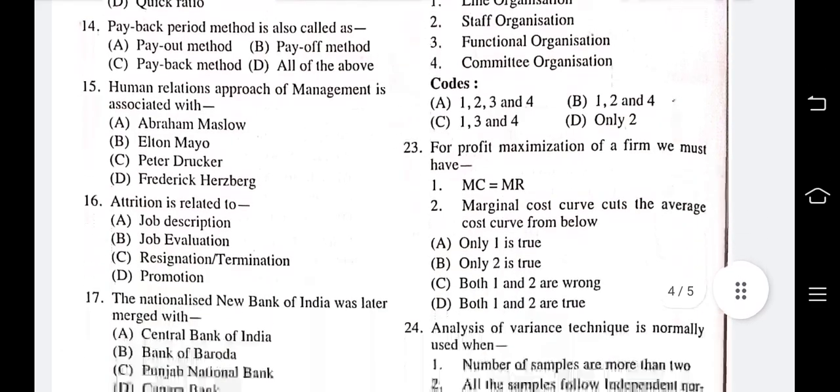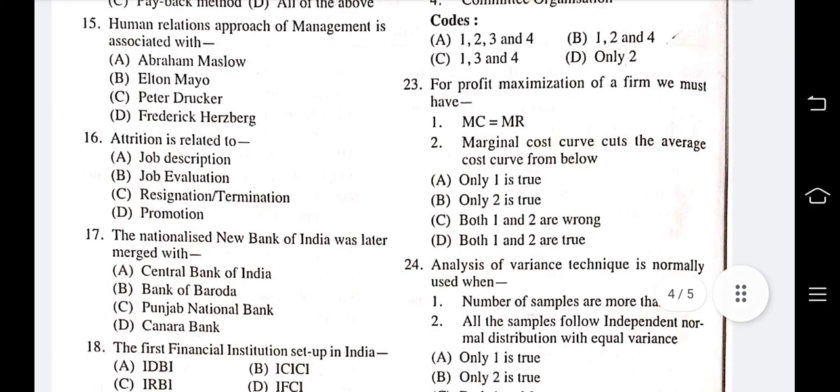Committee organization. Okay. For profit maximization of a firm, we must have marginal cost equal to marginal revenue. The marginal cost curve cuts the average cost curve from below. These two statements are correct for profit maximization. So the answer should be both are true, the last option.